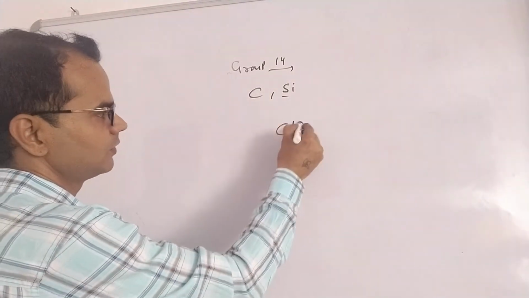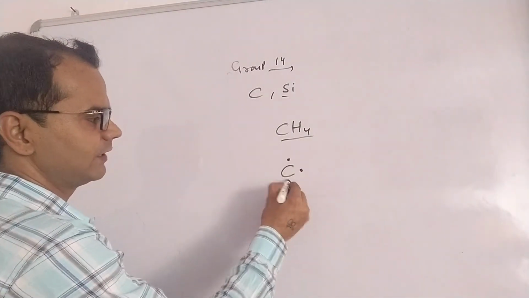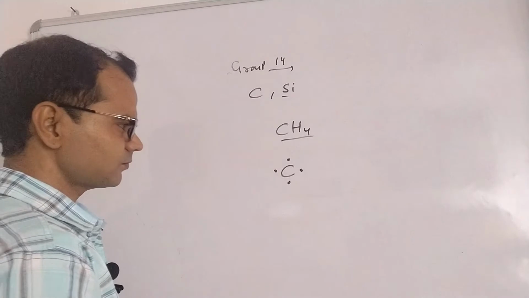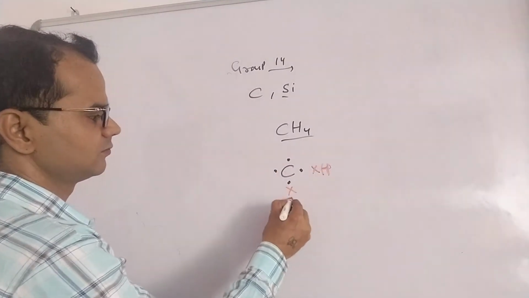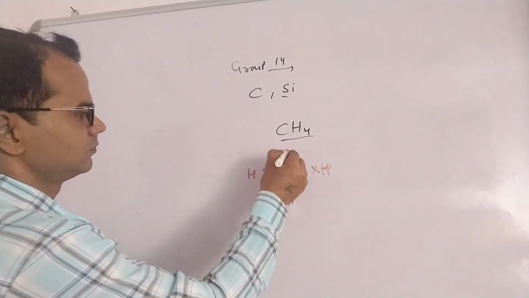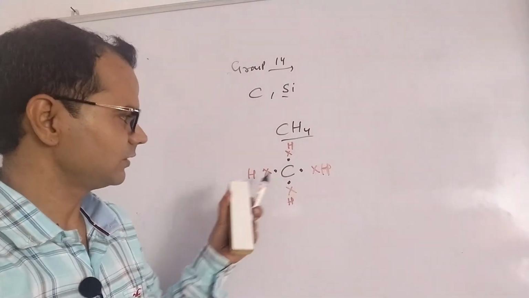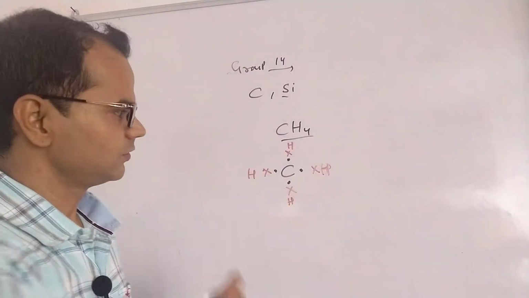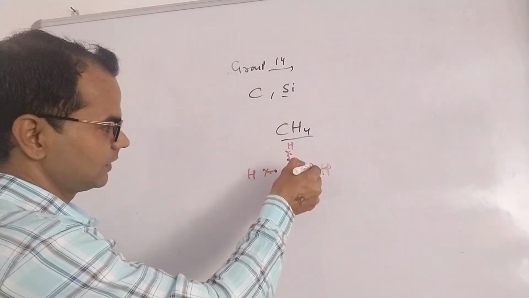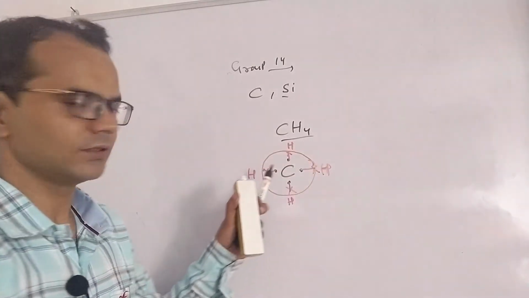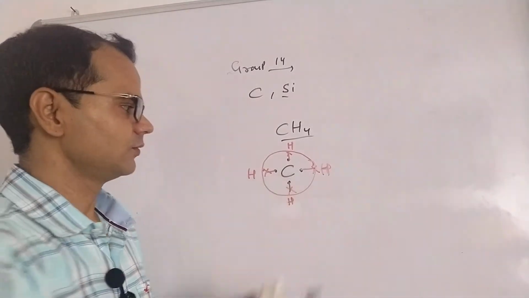For example, we have methane molecule. How does it form? Carbon contains 4 valence electrons, and we know hydrogen contains 1 electron. X here is the electron of hydrogen and dot is the electron of carbon. So now bond formation takes place. Carbon contains 8 electrons in its octet, so it is stable.